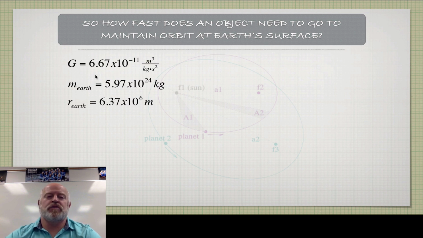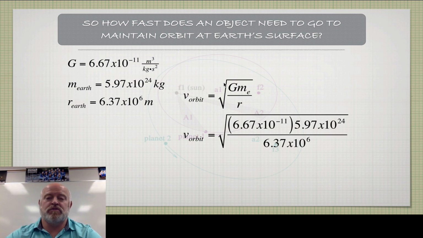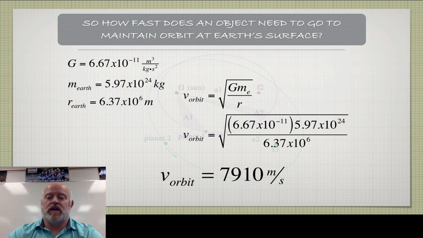All right, so things that we know. We know G. We know the mass of the Earth from previous stuff we've talked about, 5.97 times 10 to the 24th kilograms. We know the radius of the Earth, again from previous things we've done in the class, so it's 6.37 times 10 to the 6 meters. These are all things that we would either give to you or you'd have. Plugging that back into our equation, we have big G, mass of the Earth, radius, plug those numbers in, take the square root, and we get a velocity of 7,910 meters per second.